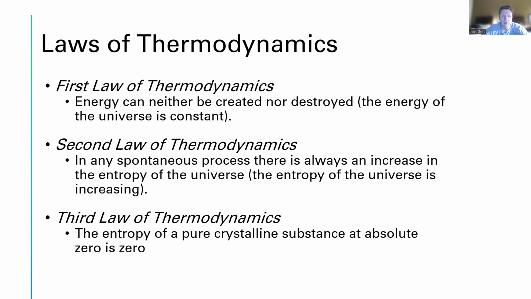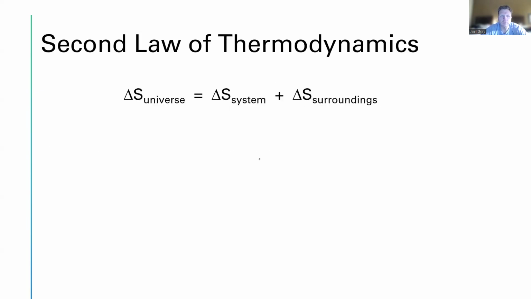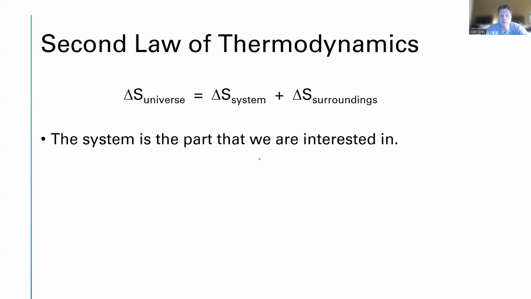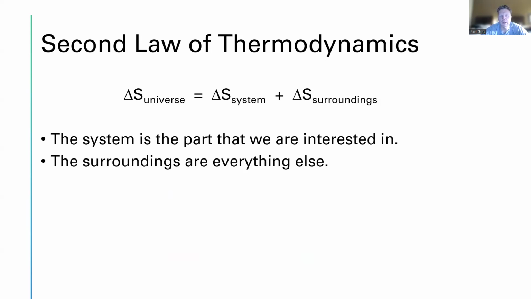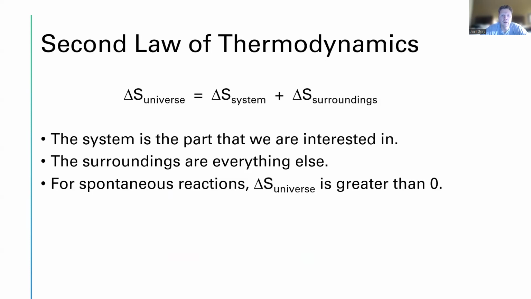Then the third law of thermodynamics is that the entropy of a pure crystalline substance at absolute zero is zero. That thing cannot change. The second law of thermodynamics: any overall change of the universe is equal to a change in the system combined with the change of the surroundings. The system is the part that we're interested in. The surroundings are everything else. So for spontaneous reactions, our delta S of the universe is greater than zero. How can we calculate delta S of the universe?